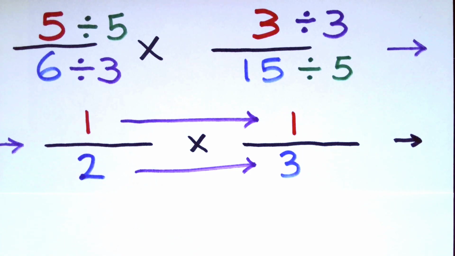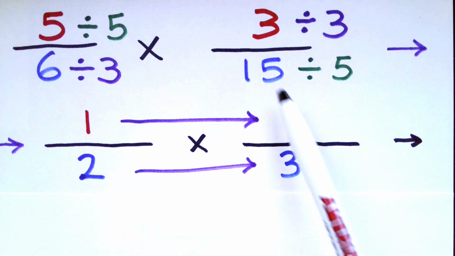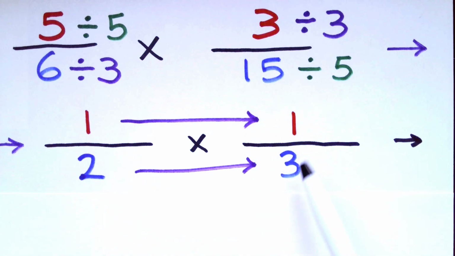Okay, so you can see here, 5 divided by 5 is 1. 6 divided by 3 is 2 times. 3 divided by 3 is 1. 15 divided by 5 is 3. And so we have our reduced fractions. Most likely when you cross-cancel, cross-reduce, your final answer after you multiply will not need to be reduced. But there's always the exception to the rule. So now we have our reduced fraction.